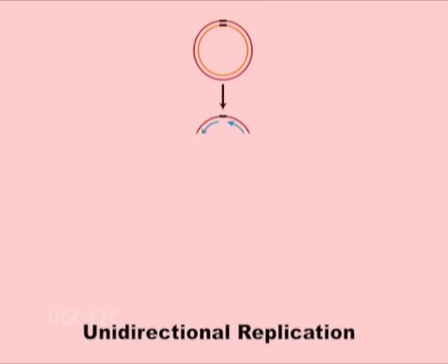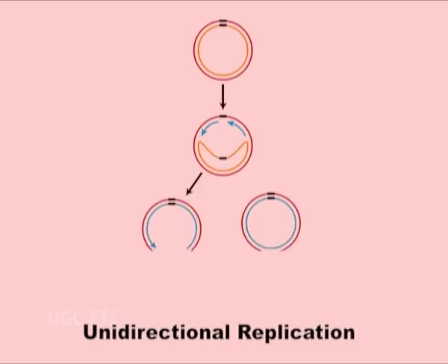However, the circular DNAs of mitochondria and a number of viruses replicate unidirectionally, wherein growth of the new strand is initiated at a single point, proceeding around the entire circle until the growing point returns to the original initiation point.